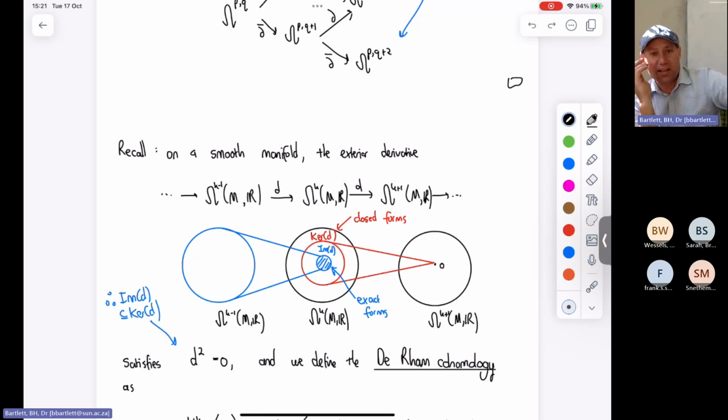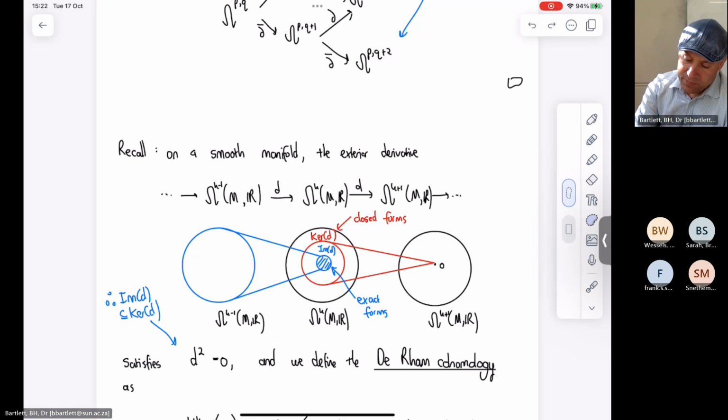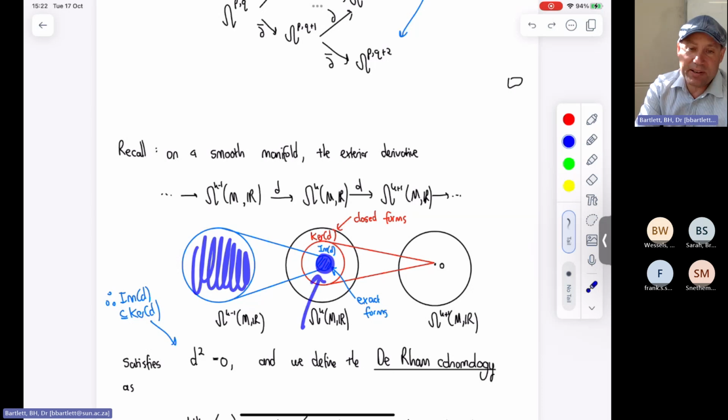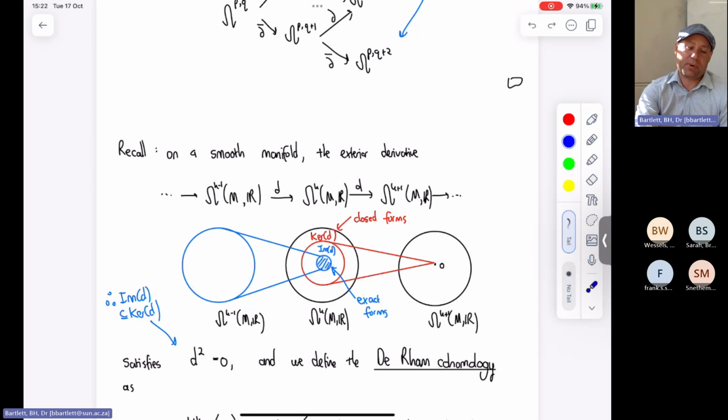So on a smooth manifold, the exterior derivative map satisfies d squared equals 0, right? And so if you differentiate a k minus 1 form, you're going to get a k form. Differentiate again, you're going to get 0. And so we can draw this little diagram here. When I start with a k minus 1 form and I apply d to it, then I'm going to get into a k form. So all the k minus 1 forms, when I apply d to them, I'm going to land up there. That's the image of the d map from k minus 1 forms to k forms.